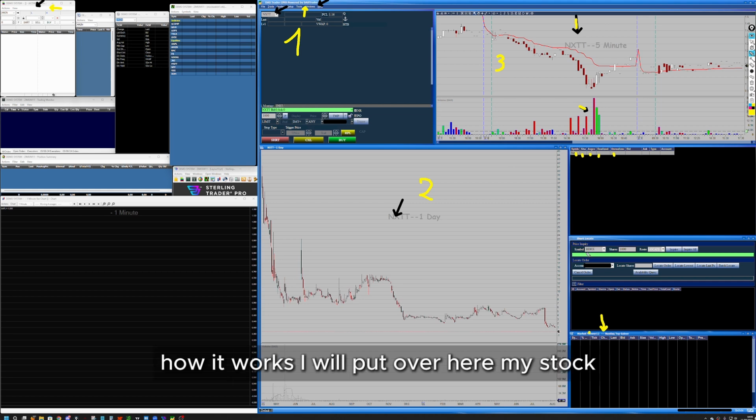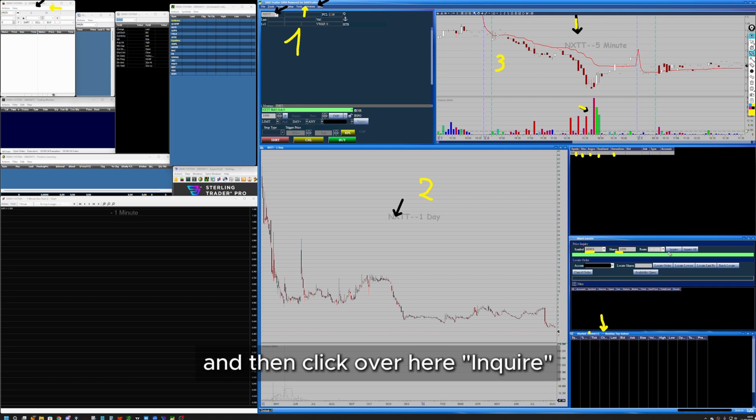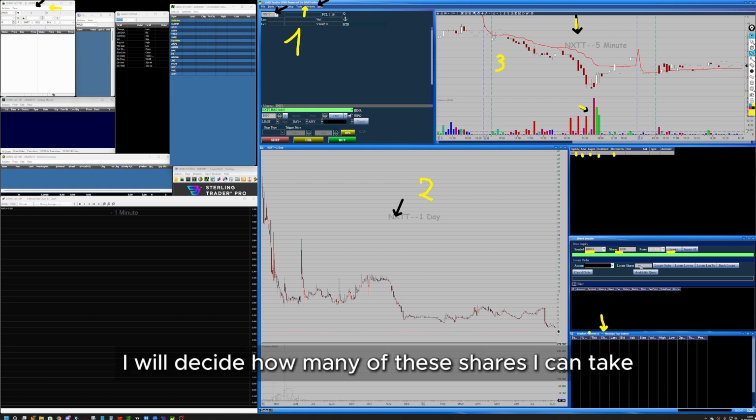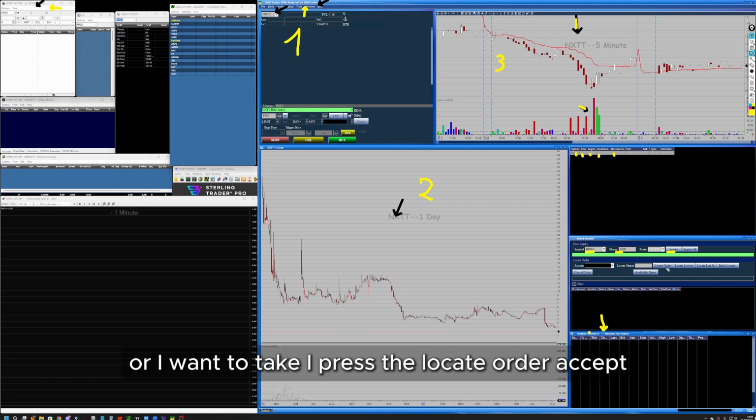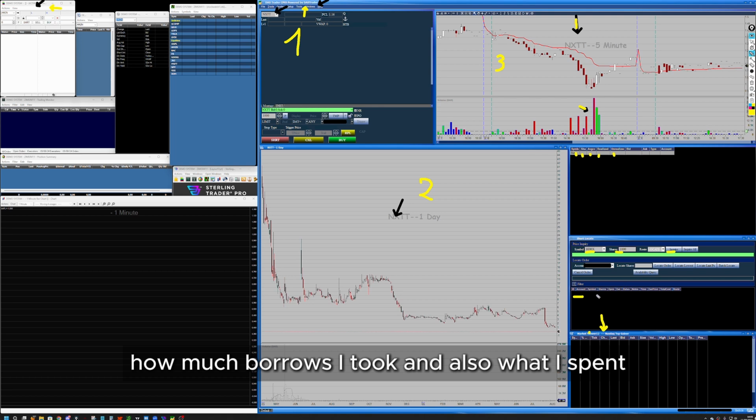How it works, I will put over here my stock, the number of share size that I want to locate, and I click over here inquire. So the locate will give me a fee, and then over here I will decide how many of these shares I can take or I want to take. I press the locate order, accept, and you will see over here how much borrows I took and also what I spent.